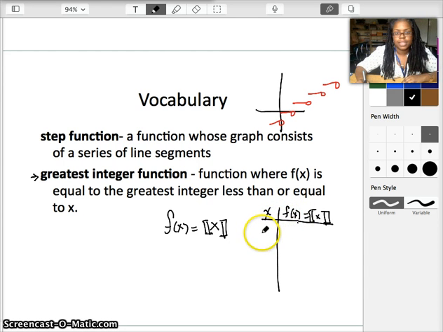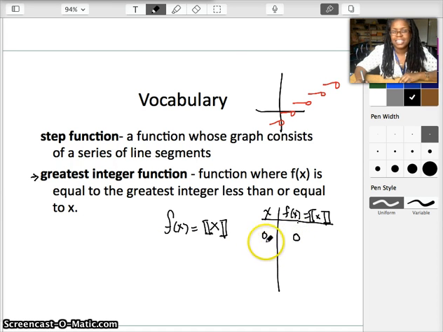So let's start with 0. If I put 0 into this function, we don't know what it is, we need to go back and read. A function where f of x is equal to the greatest integer less than or equal to x. Okay, integers, Dion told us, are negative and positive whole numbers. So what is the greatest integer equal to or less than 0? Yeah, it's 0, because 0 is an integer.